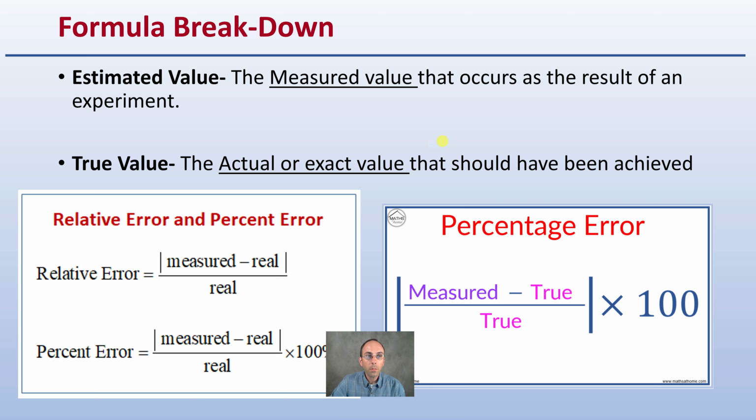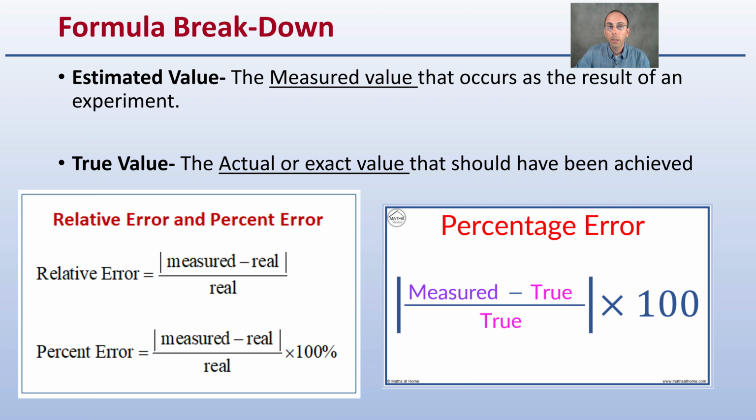So the formula breakdown, here we're looking at the estimated value is the measured value, and again that occurs during the experiment, and the true value is the actual or exact value that should have been achieved. You can see here we've got the same basic process for calculation. Again, not that difficult, but something you do need to know that you're dividing by the true value, taking your measured minus the true and divided by the true times 100.